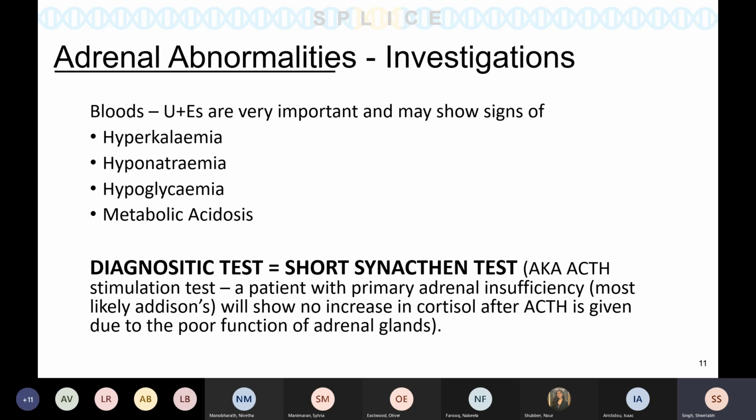So a diagnostic test for this would be the short synacthen test. Essentially, you give someone ACTH, and a patient with primary adrenal insufficiency will show no increase in cortisol after the ACTH is given, because the problem isn't the ACTH, it's actually the adrenal glands in Addison's disease. Next slide.